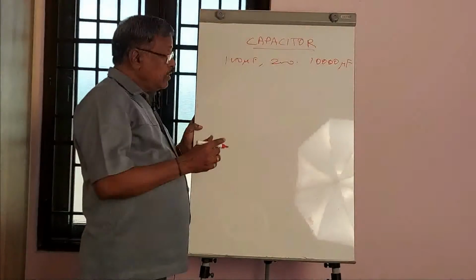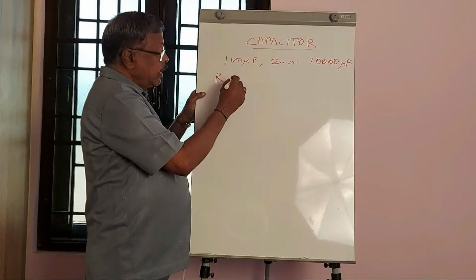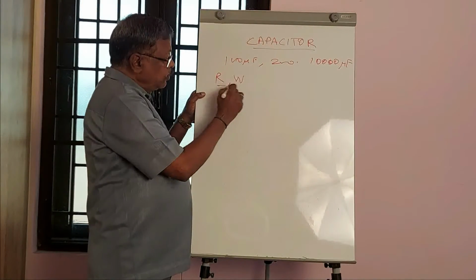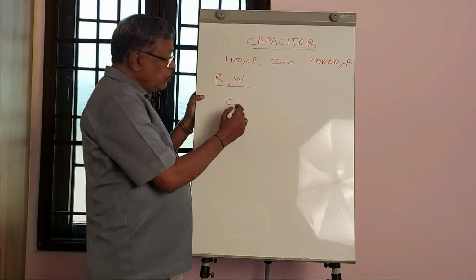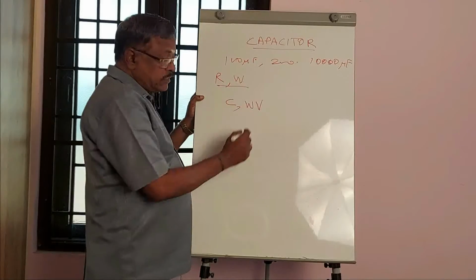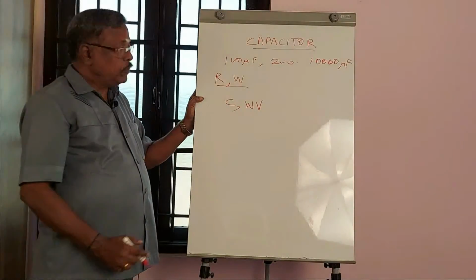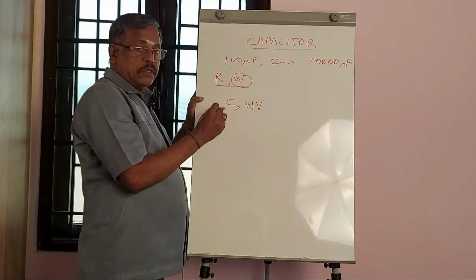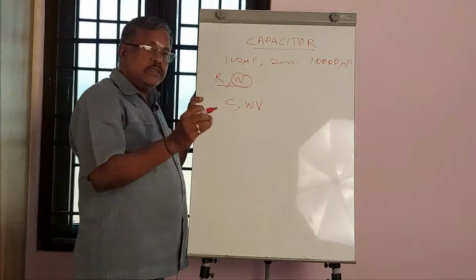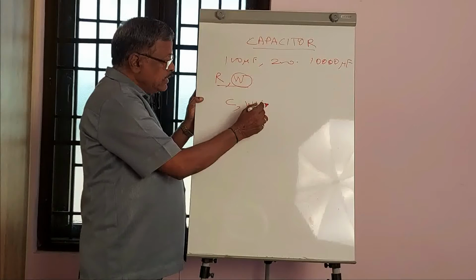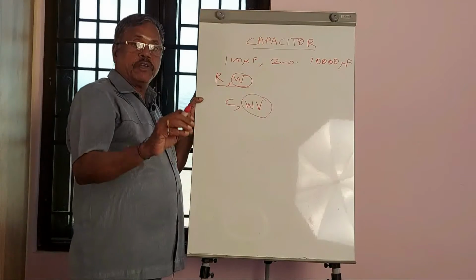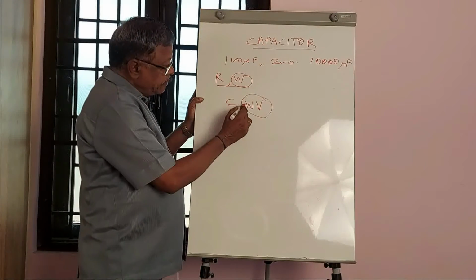Like in a resistor, where we have the value R and the power rating in watts, in a capacitor also, the capacitor is referred to as C, and the working voltage is specified. Here, wattage is the unit used for selecting a particular resistor for a particular application. Here, we select a particular capacitor for a particular application.